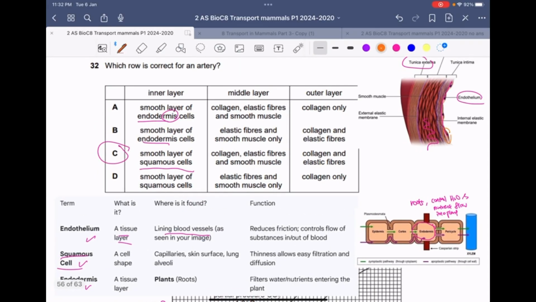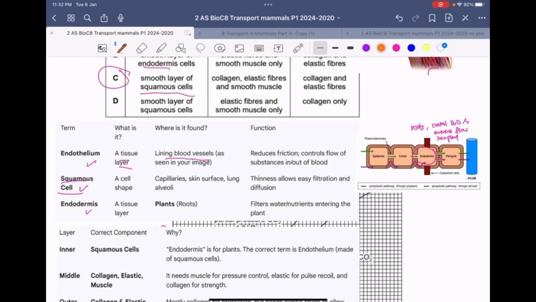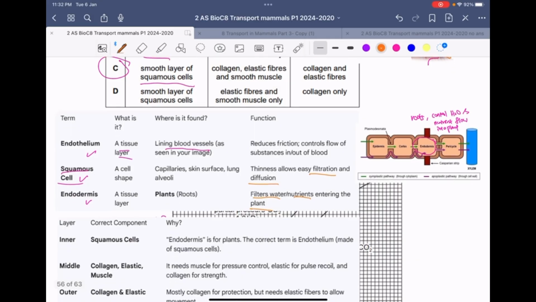You can see, right, here's a cell, here's a cell. They are all built on squamous cell. So the squamous cells are very thin, okay? They form the one cell thick lining to allow easy filtration and diffusion later. So endodermis, which is found in the plant root, helps to filter water and nutrients entering into the plant. So that's the difference.